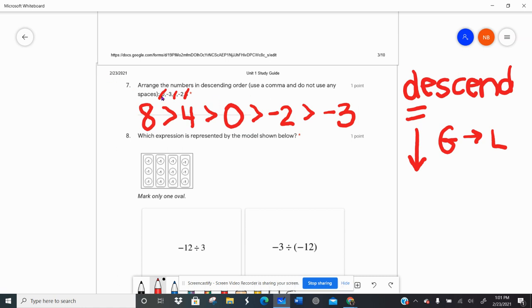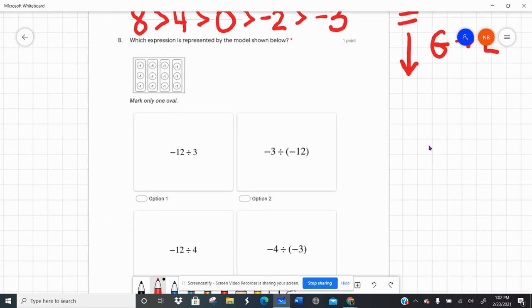When you descend, you're going to start with the biggest number and go down: 8, 4, 0, -2, -3. If it said ascend, then we would flip that. We'd start with little and go big. So ascend up, descend down.